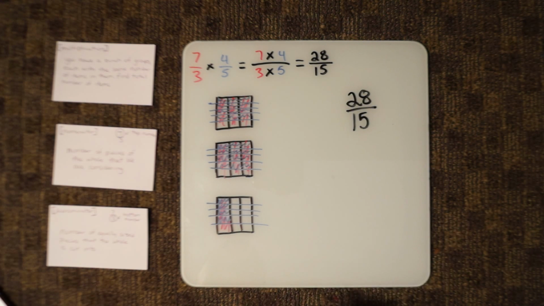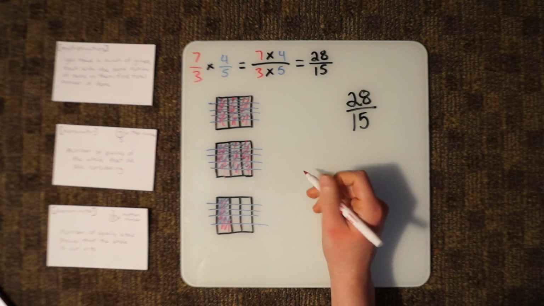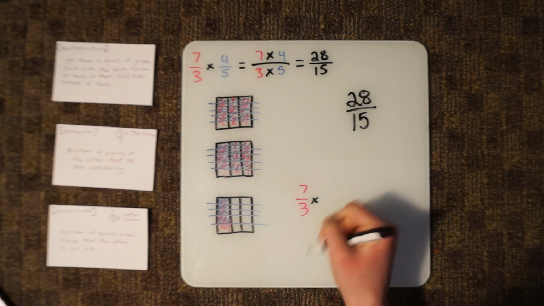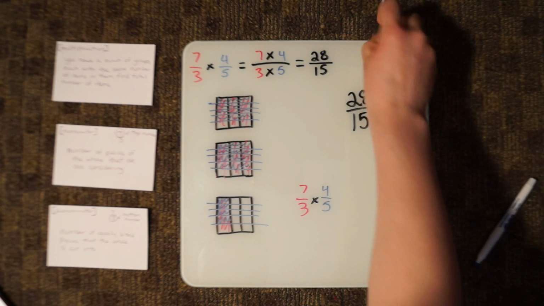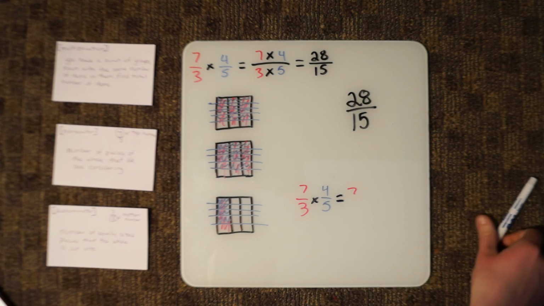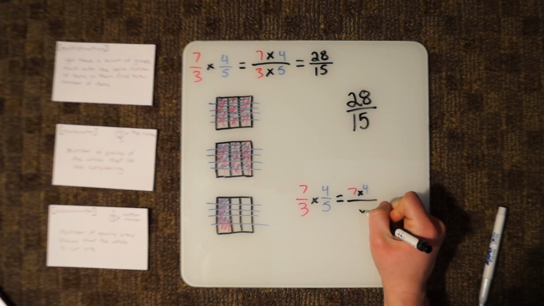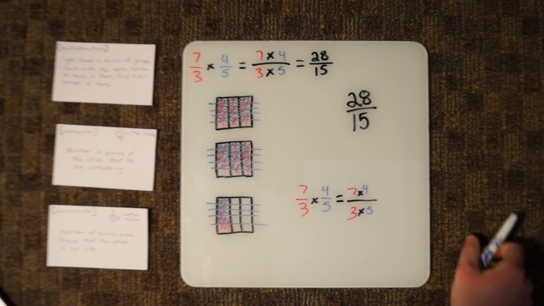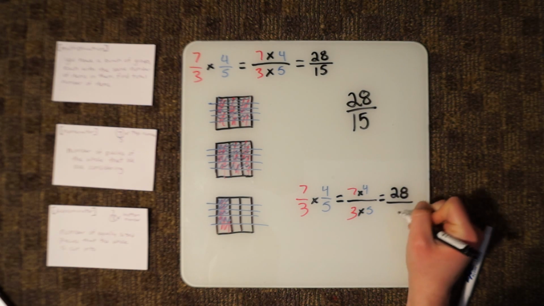So just like above with multiplying fractions, you can do 7/3 times 4/5 is equal to 7 times 4 over 3 times 5. When you multiply across, you get 28 over 15.